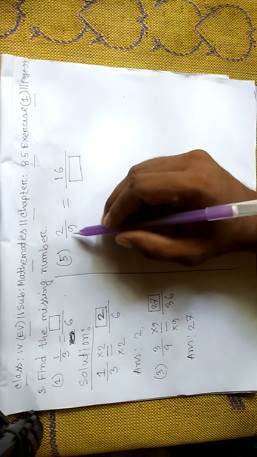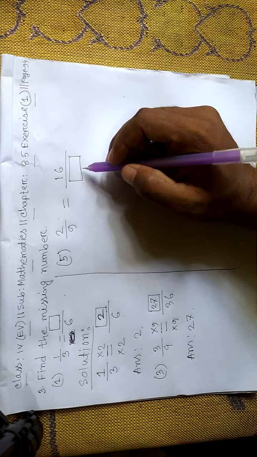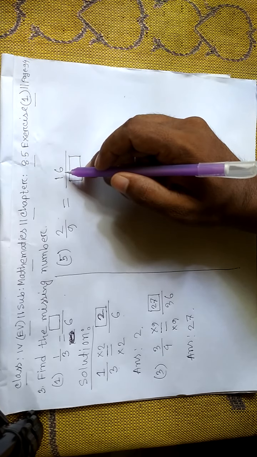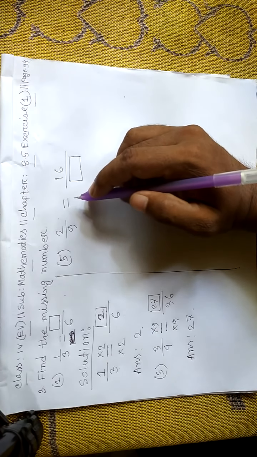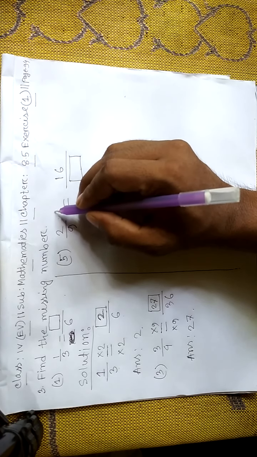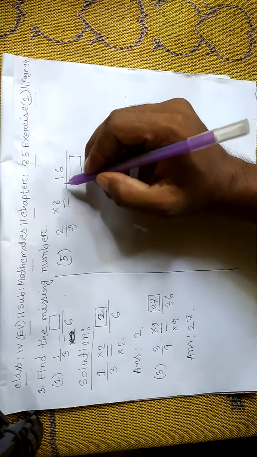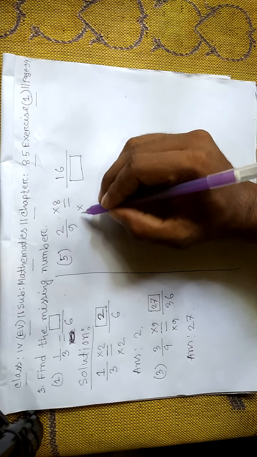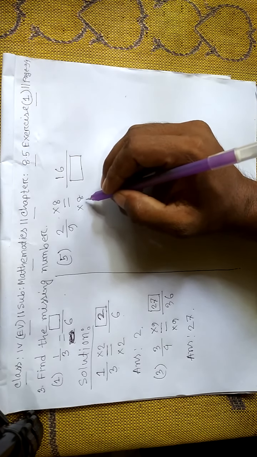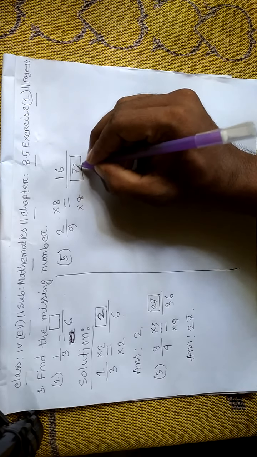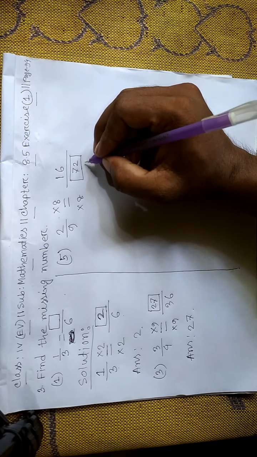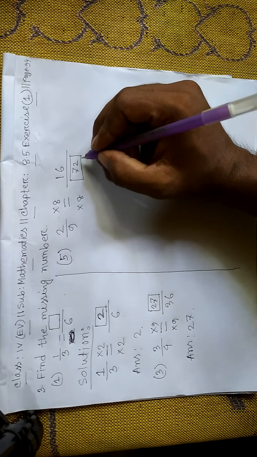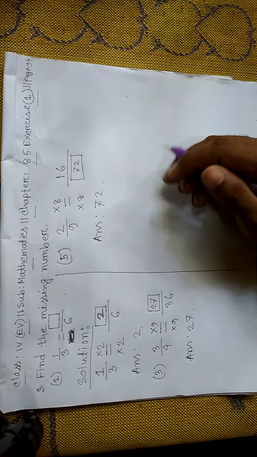Question 5. 2 by 9 equals 16 by blank box. So first follow both side numerators. If we multiply 2 by 8, then it becomes 16. So 9 multiply 8 and get 72. So the missing number in the box is 72. Answer 72. It's so easy.